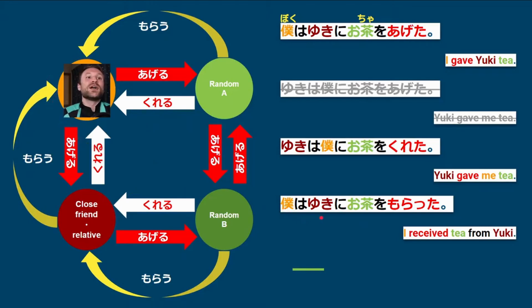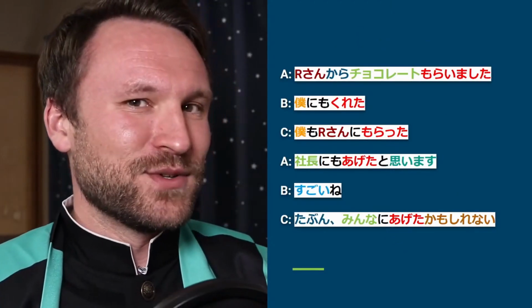Boku wa Yuki ni ocha o moratta. I received tea from Yuki. So I'm the receiver. I'm the most important part in this sentence. Coming this direction. Yuki ni ocha o moratta. Or kara ocha o moratta. We're going this direction.